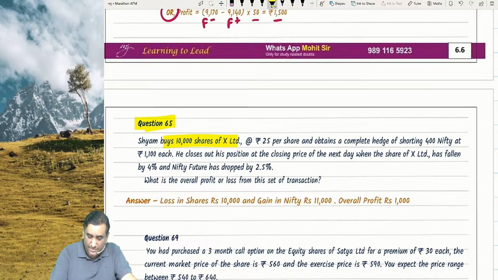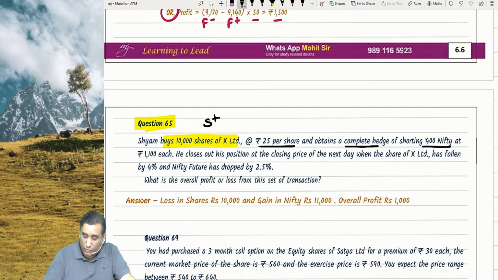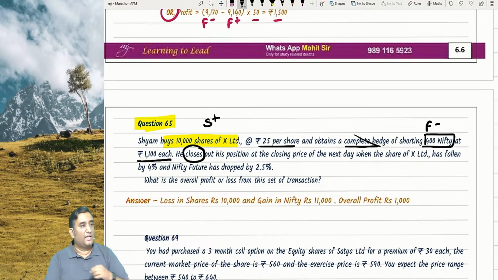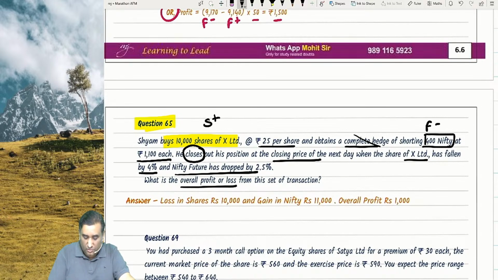Sam buys 10,000 shares of S Limited at the rate of 25 per share. Obtains a complete hedge by shorting 400 Nifty. Now do not worry about why; maybe depending on some data he was going to call shorting 400 Nifty. That means minus, at 1100 each, closes out. This word is important, please. Closing out: if you are plus today, tomorrow you'll do F minus. If you are minus today, tomorrow you'll do plus. Position closing at the price of the next day has fallen by 4%, and Nifty has dropped by 0.5. What is the overall profit or loss from this set of transactions?